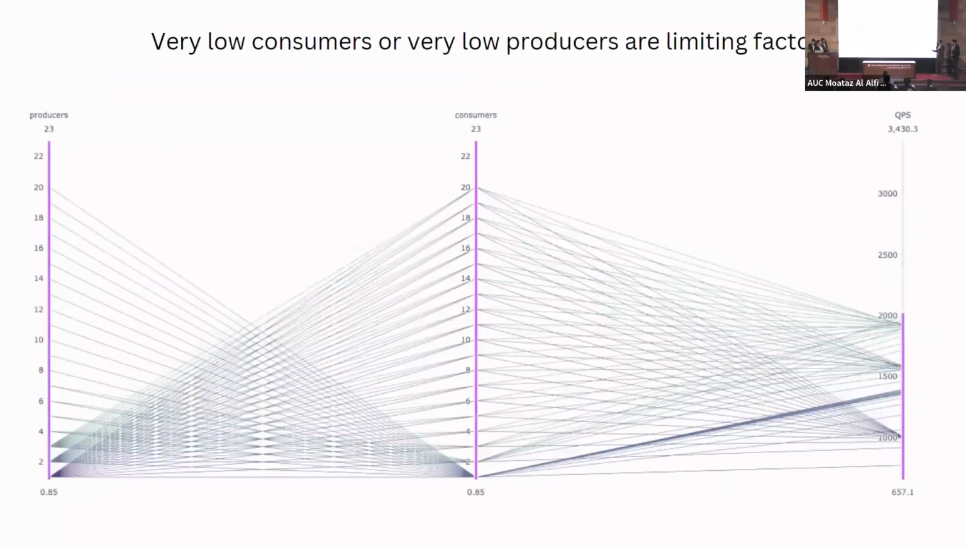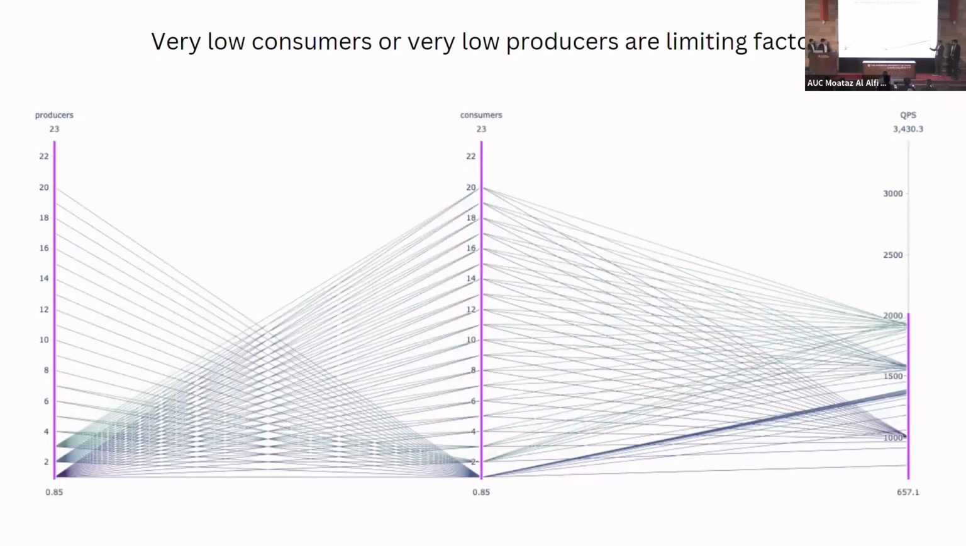As for the bad performance, there are generally 2 cases. When we have a low number of producers and any number of consumers, we achieve bad results. This is simply because the disk is not being utilized fully and not producing at its maximum capacity. The second case is when we have any number of producers and a very low number of consumers, we achieve bad results.